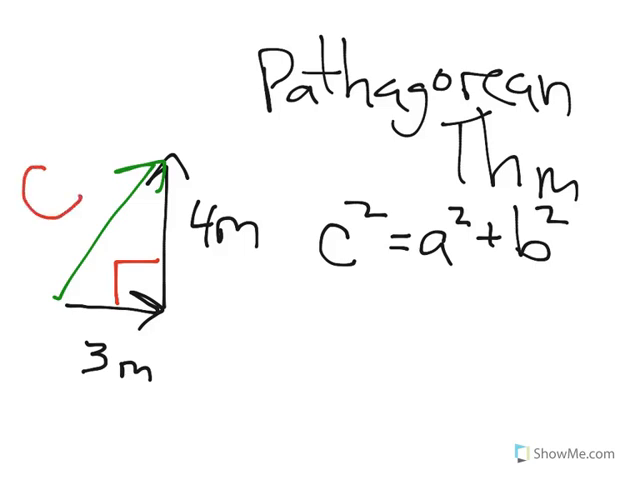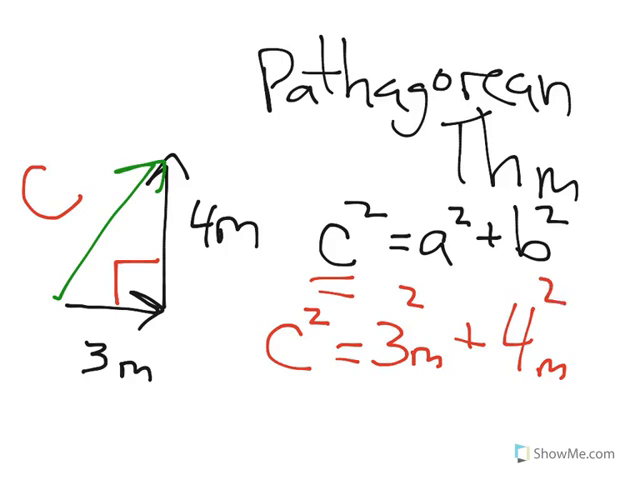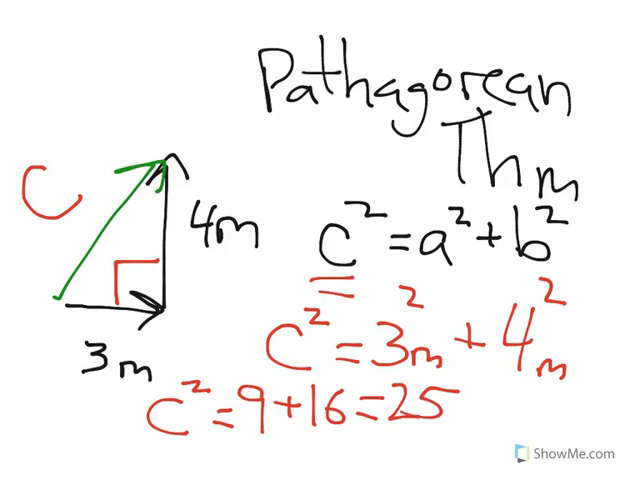That's the hypotenuse. So if I want to figure out what this c side is, the magnitude of it, I would say that c squared equals the a side, which is 3 meters, square that up, plus the b side, which is 4 meters, square that up. And what do we get? Well, we get that c squared equals 9 plus 16, or 25. Well, if c squared equals 25, what's c equal? Take the square root of both sides and we get 5, and that would be 5 meters.